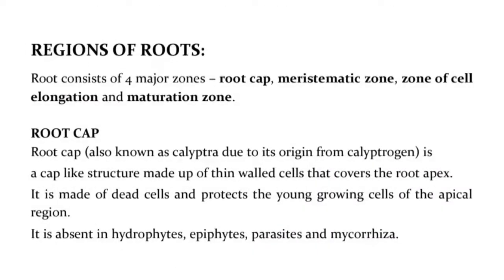Regions of roots. Root consists of four major zones: root cap, meristematic zone, zone of cell elongation and maturation zone. Root cap: the root cap, also known as calyptra due to its origin from calyptrogen, is a cap-like structure made up of thin-walled cells that covers the root apex. It is made of dead cells and protects the young growing cells of the apical region. It is absent in hydrophytes, epiphytes, parasites and mycorrhiza.